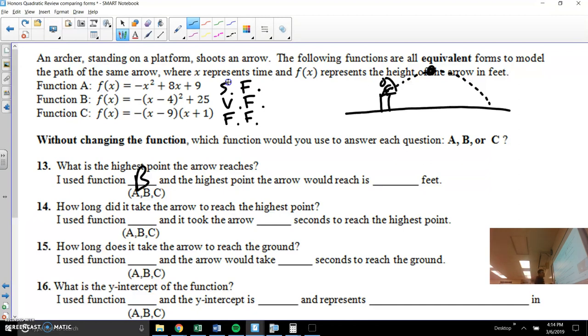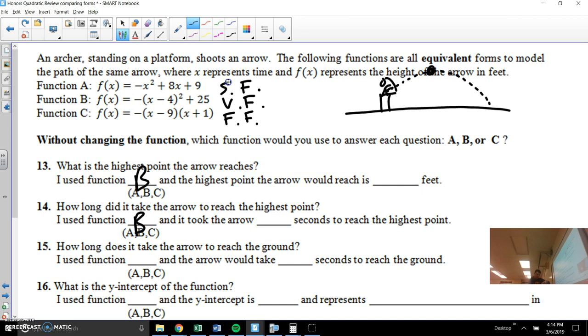Well, the next one says, how long did the arrow take to reach the highest point? So it's still talking about the highest point. That's still talking about the vertex. The first question is really wanting to know about feet. That's more distance. But how long did it take? That's more time. So I want you to think about, using function B, what numbers should go in those blanks to answer those questions.